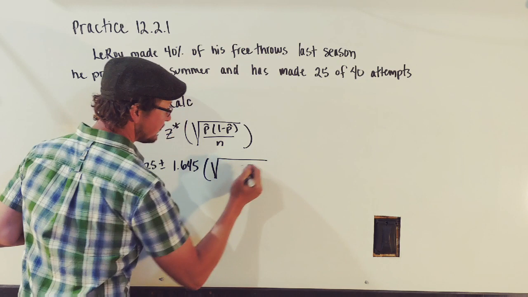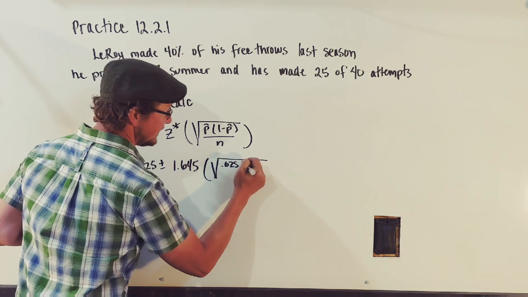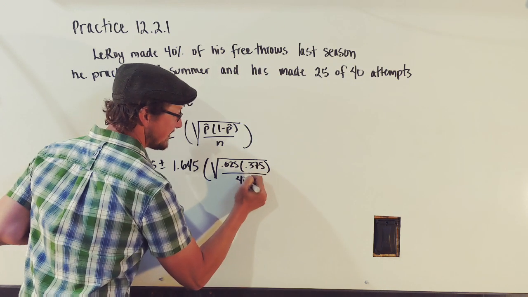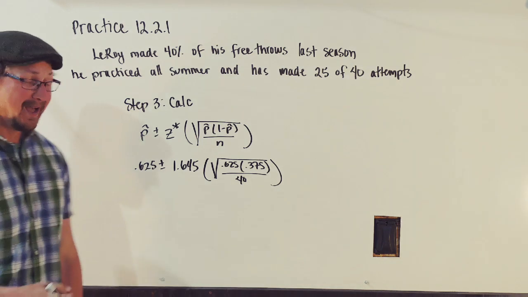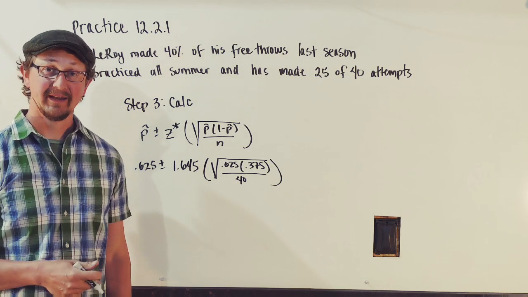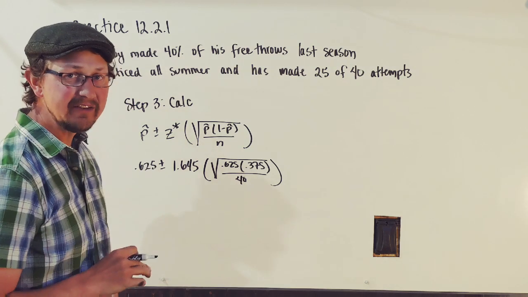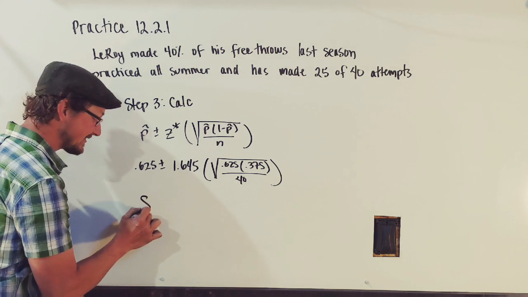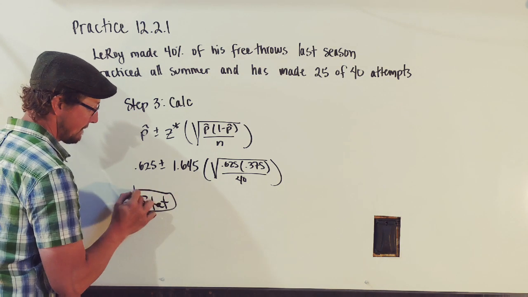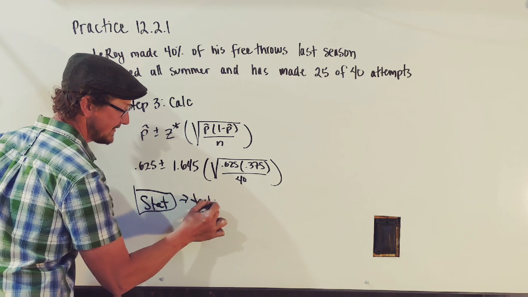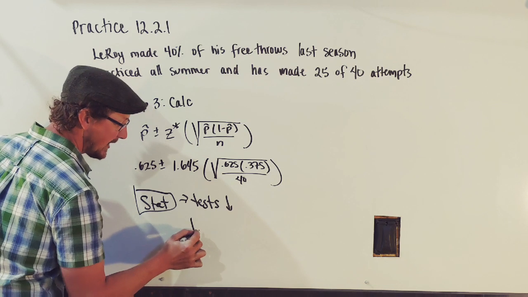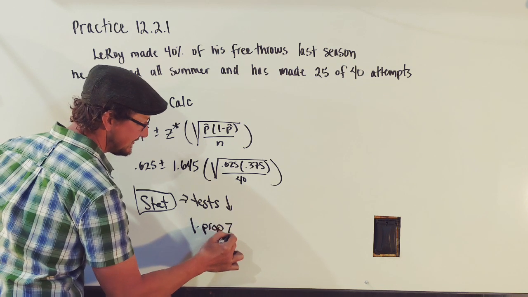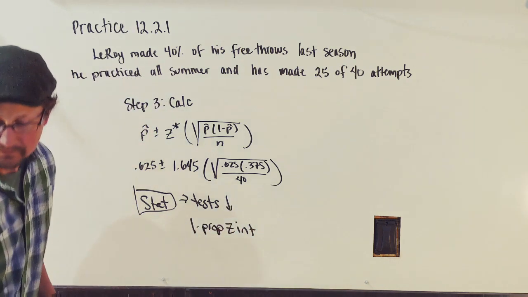Dropping in my values for the standard deviation, 0.625 times 0.375 over my sample size of 40. I'm going to let the calculator do the work for me on this one because order of operations is really easy to mess up if you don't put your parentheses in the right spot. In order to do that on a TI, you're going to hit the stat button. You're going to go over to tests and then down to a 1 proportion z interval.